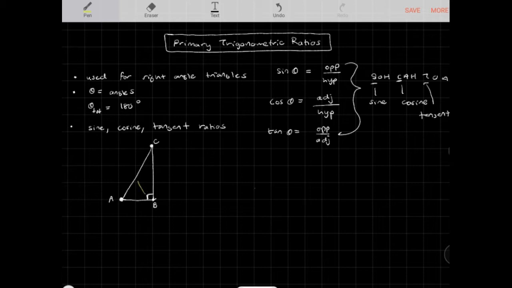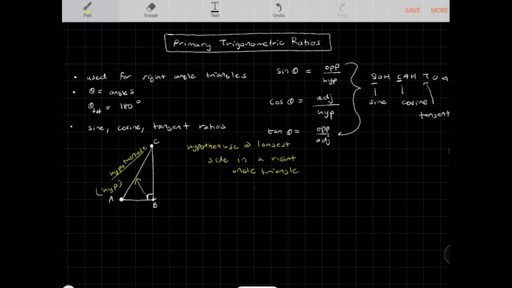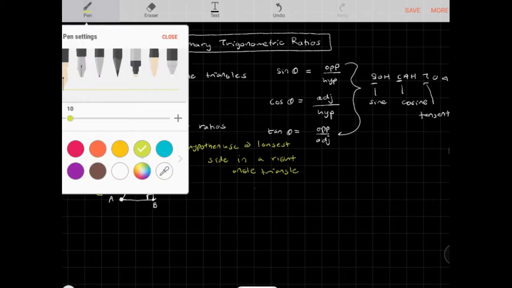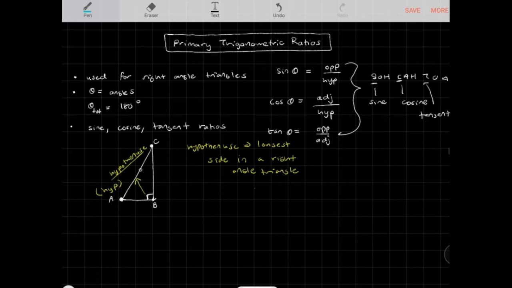The side length opposite of the right angle is always the hypotenuse. Okay, so I'm going to explain what the hypotenuse is, but I'm just going to use HYP to abbreviate that. The hypotenuse is the longest side in a right angle triangle. So instead of writing this as hypotenuse, we can also label this based on the angles of our triangle, right?